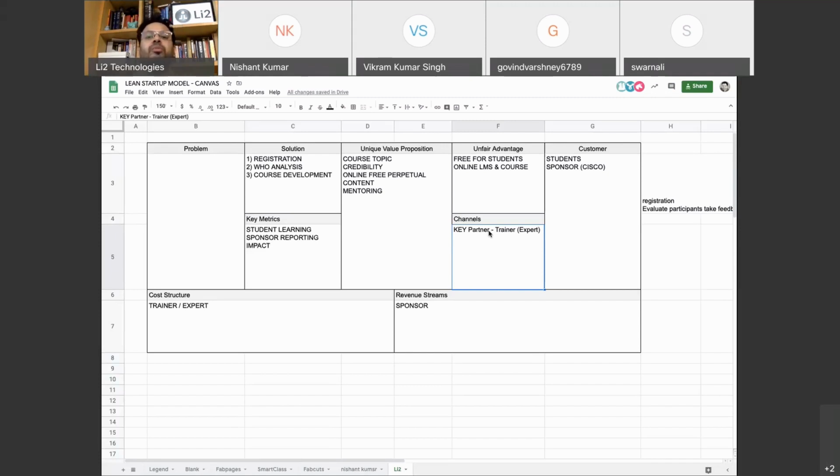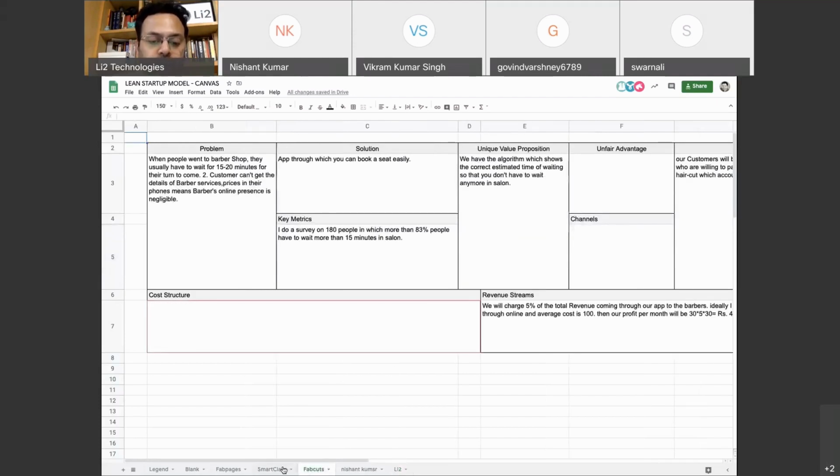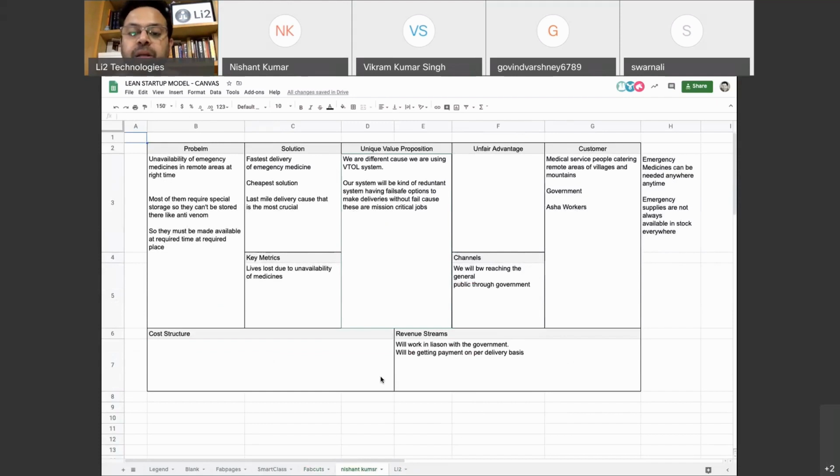And that's why we say entrepreneurs are everywhere, because even in your projects, if you look at FabCuts or Nishant Kumar's project, the same thing will be happening. So what are the channels? We'll be reaching out to the general public through government, right? So here the key partner is the government themselves. It's an assumption that we're making that the government is good and they will want to do it.